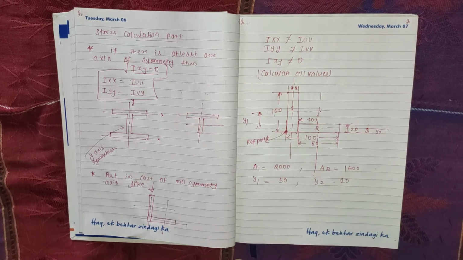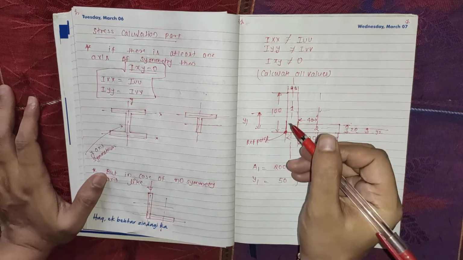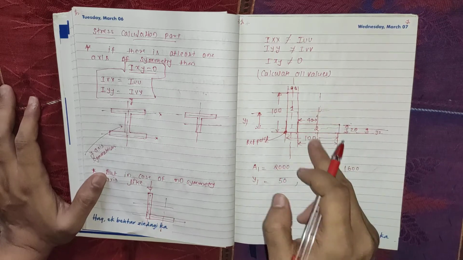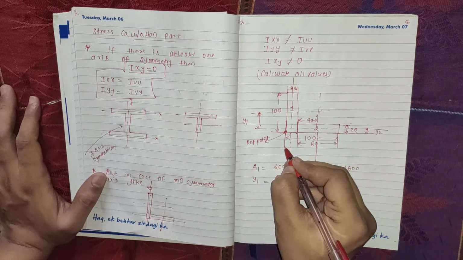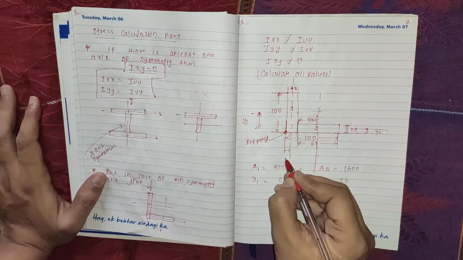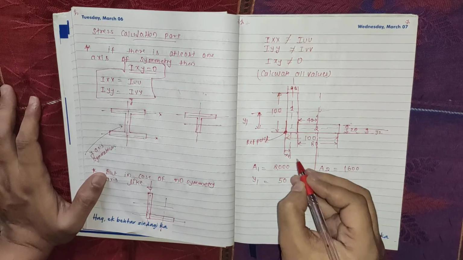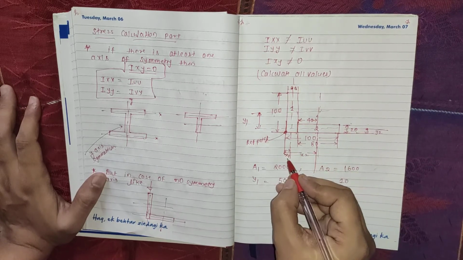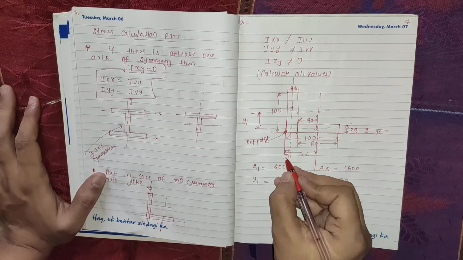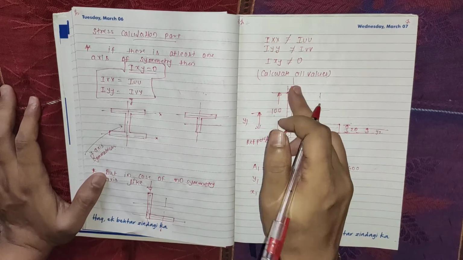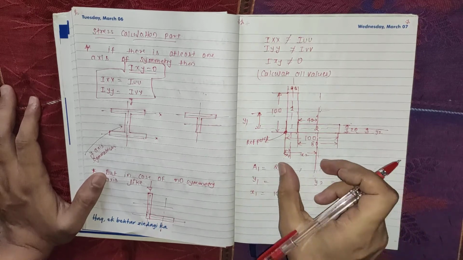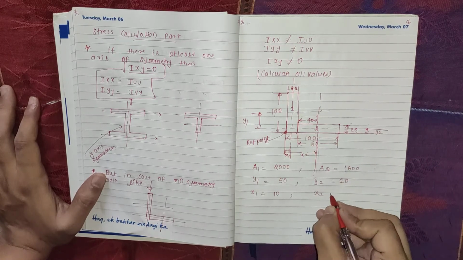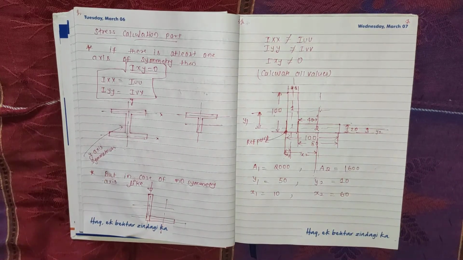Now calculation of x1. This becomes the center of the y-axis. This is also the y-axis. From the reference point to this point, this becomes x1, and from the reference point to this value, this is x2. What is the value of x1? x1 is 20 divided by 2, which is 10. And what is the value of x2? This is 40 plus 20, so x2 is 60. Is it clear or not?